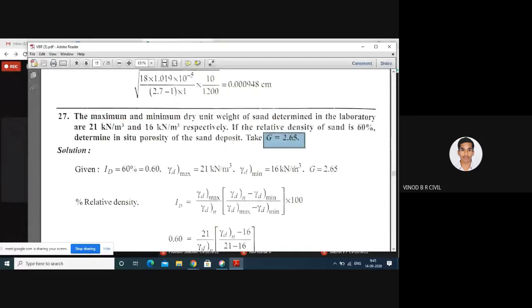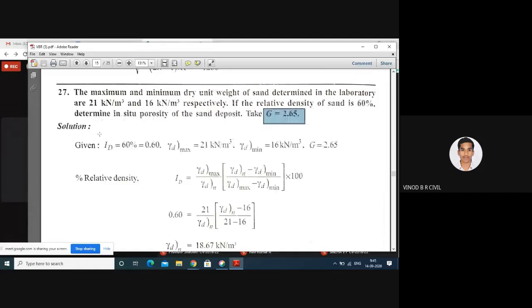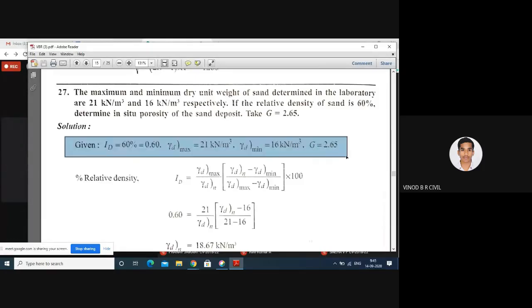In the problem they gave relative density, it is denoted by ID. Maximum dry density, that is gamma D maximum, is 21 kilonewton per meter cube. Next, gamma D minimum is 16 kilonewton per meter cube, and specific gravity is 2.65. These are the given data.